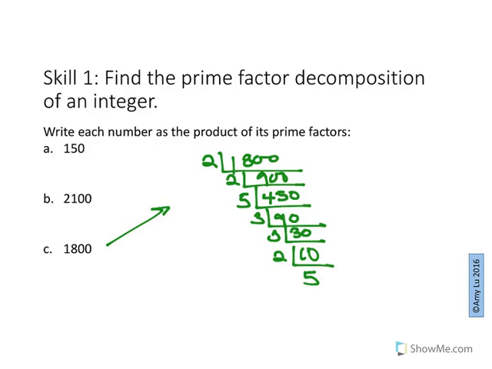So this is going to be 2 to the power of 3, times 3 to the power of 2, times 5 to the power of 2.